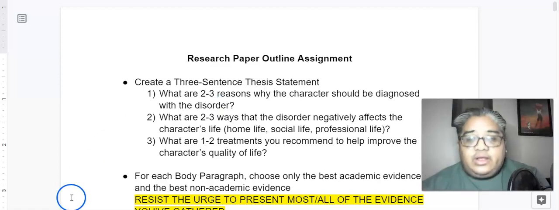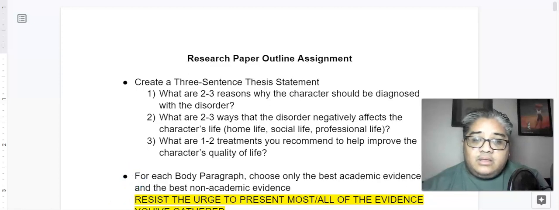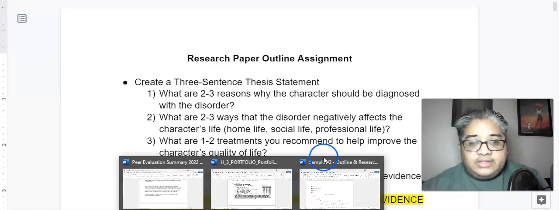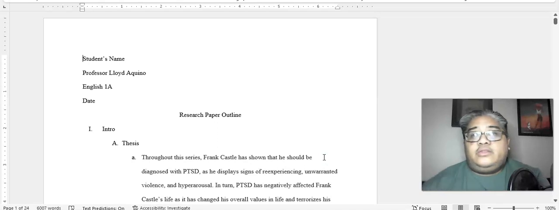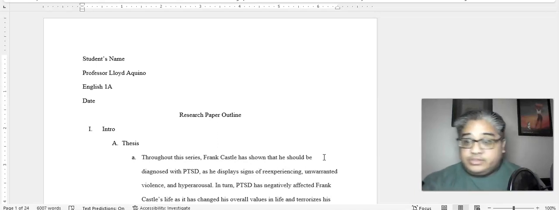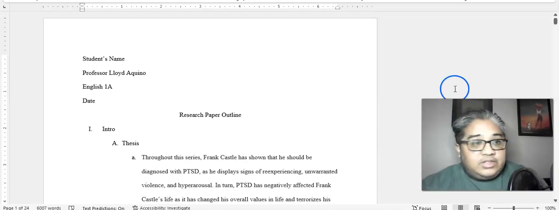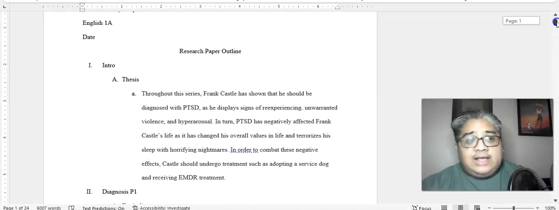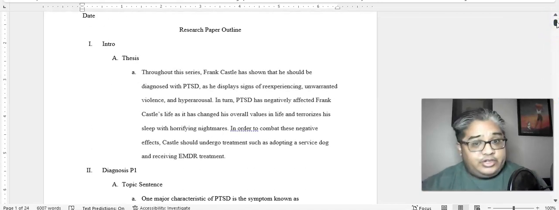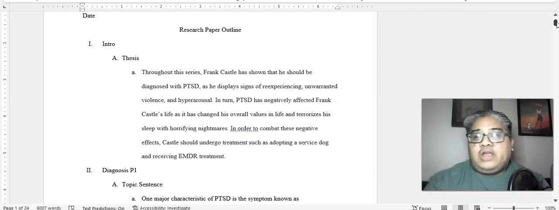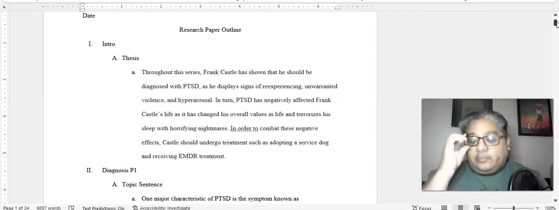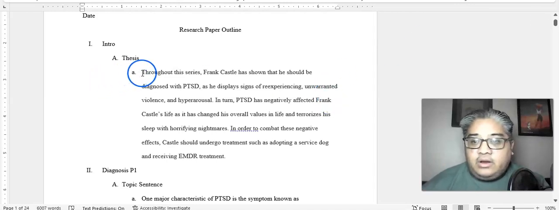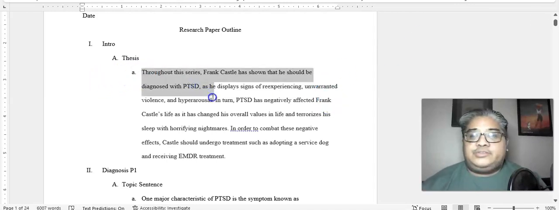Okay, so let's go ahead and look at the sample. This is sample number 2 in the week 12 and week 13 modules. So this one is looking at the character Frank Castle from the Netflix series The Punisher. He's a Marvel Comics character, and is looking at the disorder of PTSD. So here's their first thesis statement sentence.